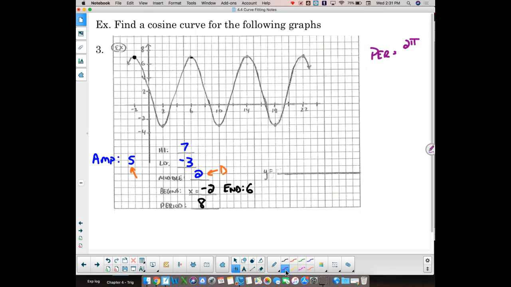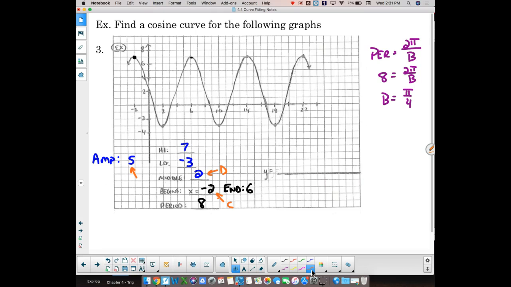Period equals 2 pi over b. 8 equals 2 pi over b. So b then is pi over 4. C value is here.